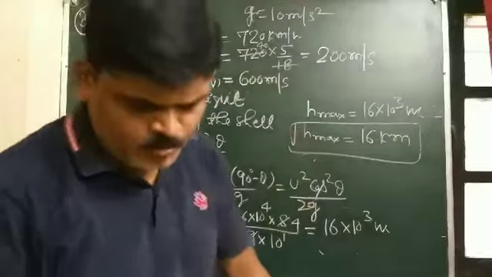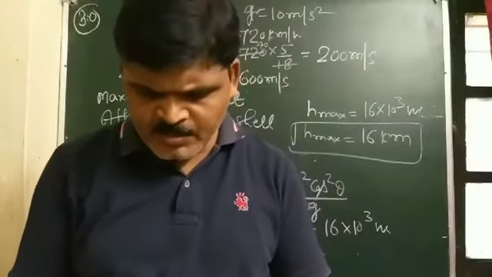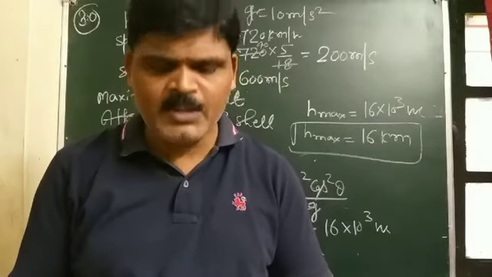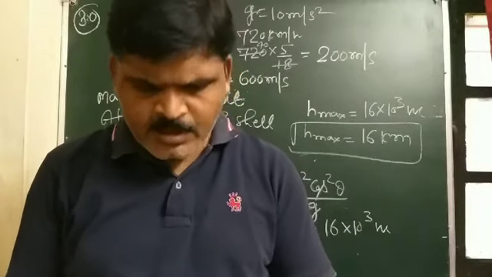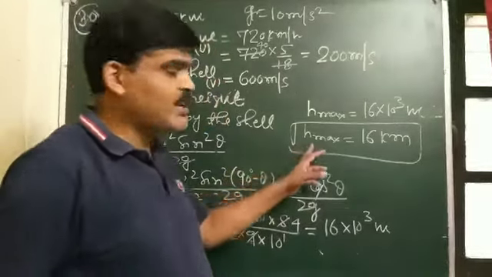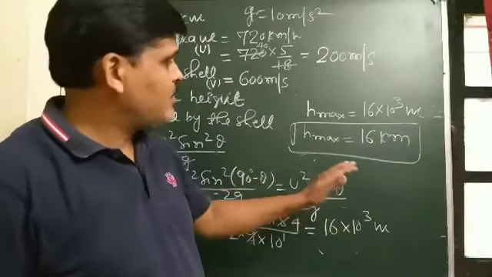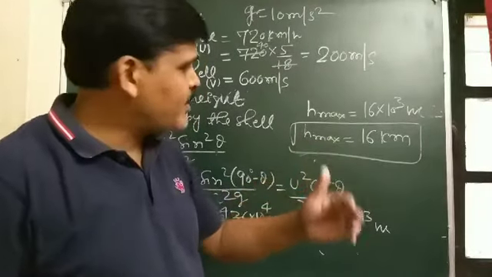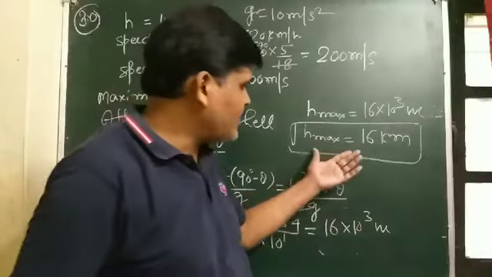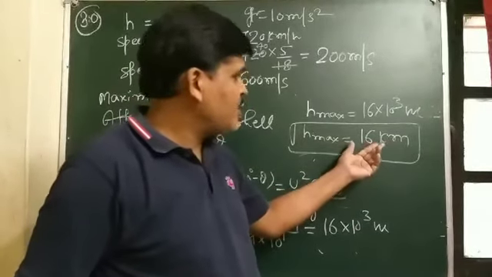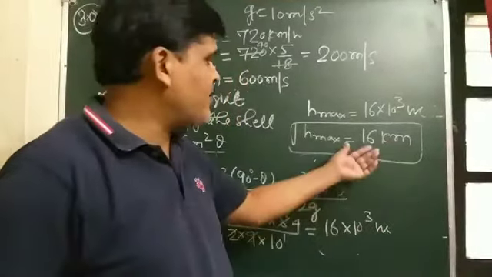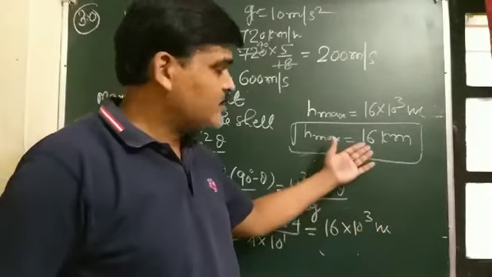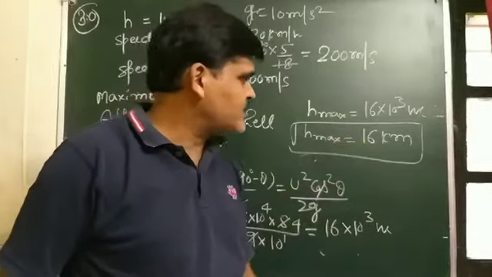And students, according to the question, at what minimum altitude should the pilot fly the plane to avoid being hit? The plane will not be hit by the shell if it is flying more than the maximum height attained by the shell, that is greater than 16 kilometer.